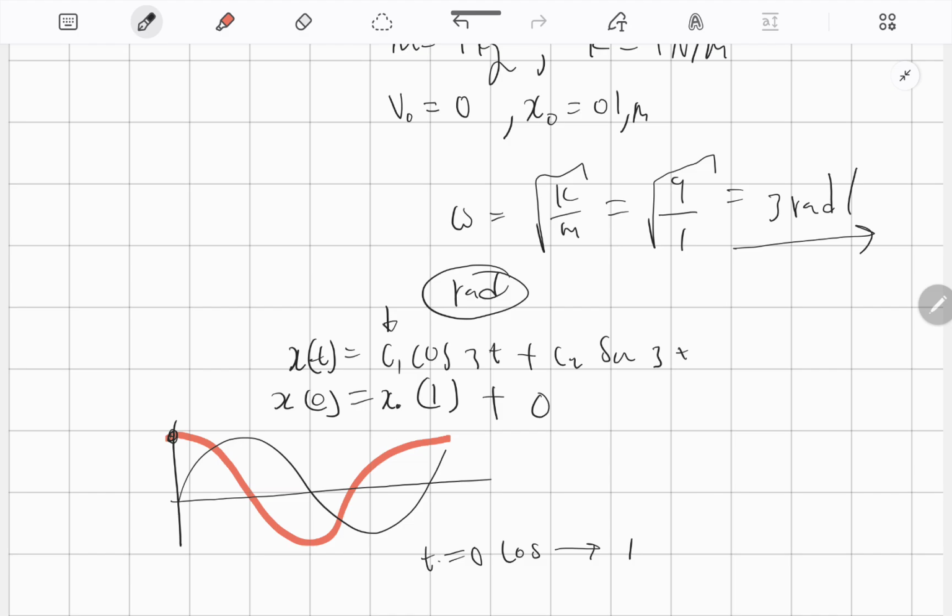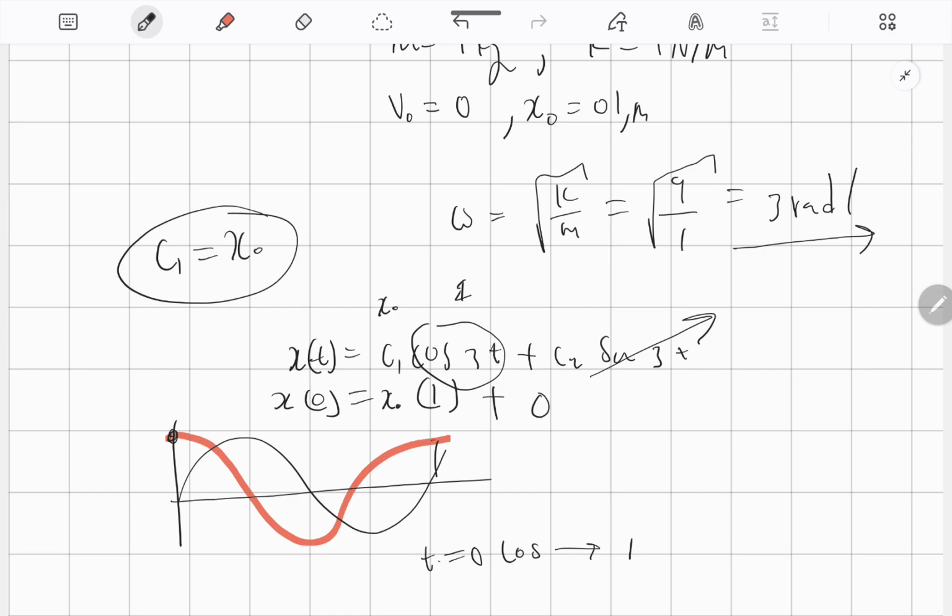That's how I thought about it, because at time 0 this term will disappear, so we'll be relying only on this one, and we want cos to be 1. It's only 1 at 0, and then periodically after. So this will become 1, and that means the coefficient is forced to be the initial position, the position at time 0. So that literally says c1 is equal to x naught, right?